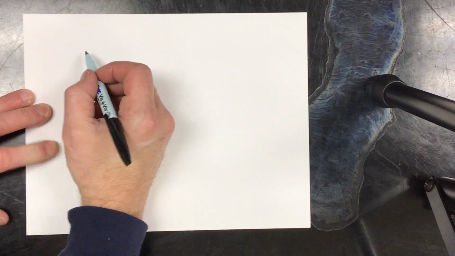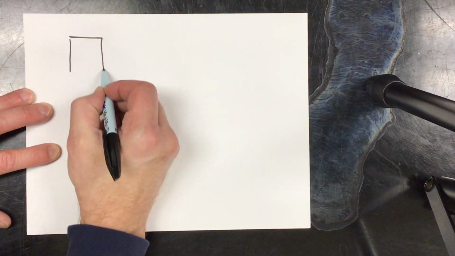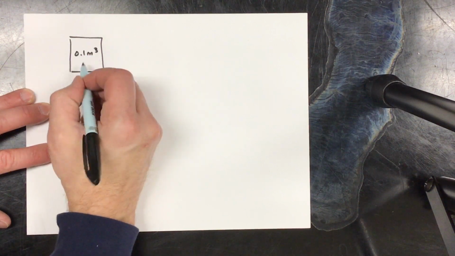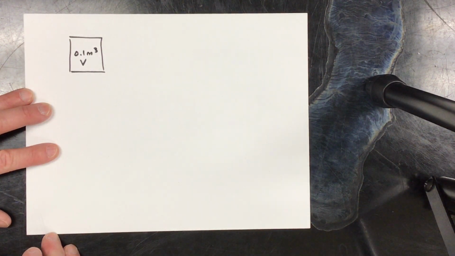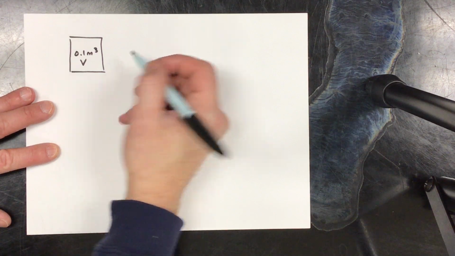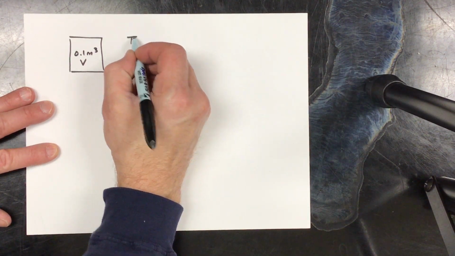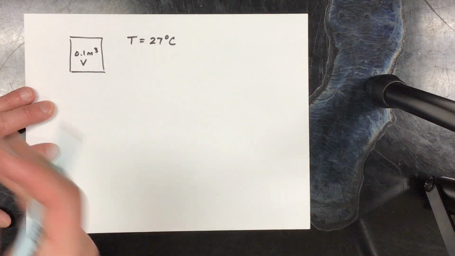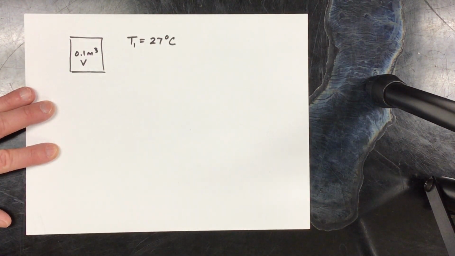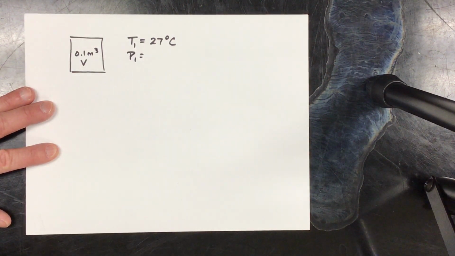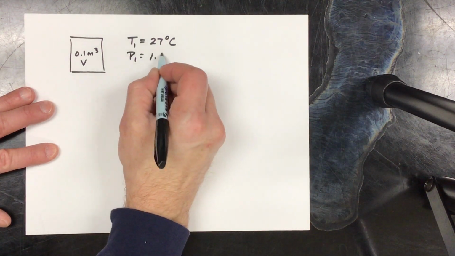We have a sealed tank with a volume of 0.1 cubic meter. So I'm just going to draw that as a box. We'll say that's 0.1 cubic meter. Well, that's a volume, isn't it? It's sealed, so that means the volume won't change. This problem says it contains air at 27 degrees Celsius. Whenever I hear a number, I just write it down and I identify it with a letter. That's the first time I'm seeing a temperature, so I'm going to call it T1. It has a corresponding pressure of 1.8 times 10 to the 4 Pascal.